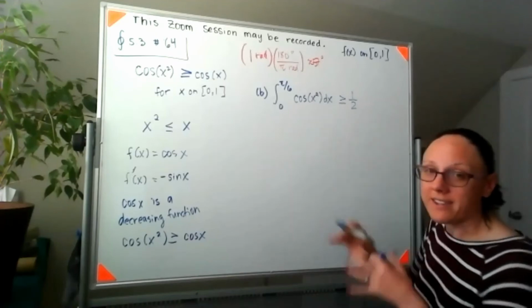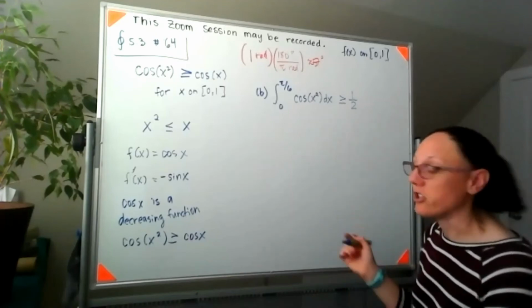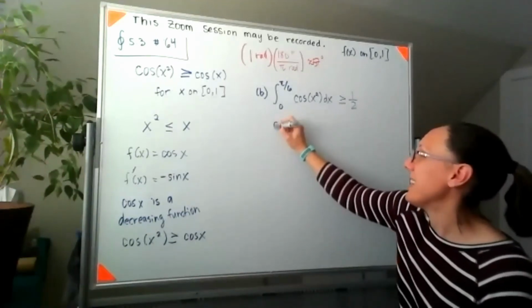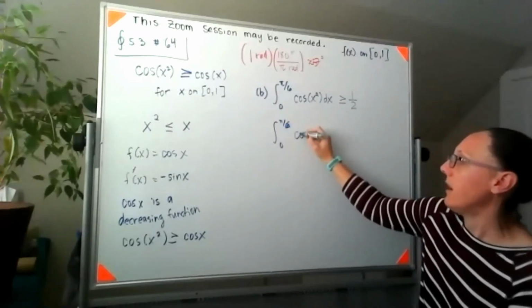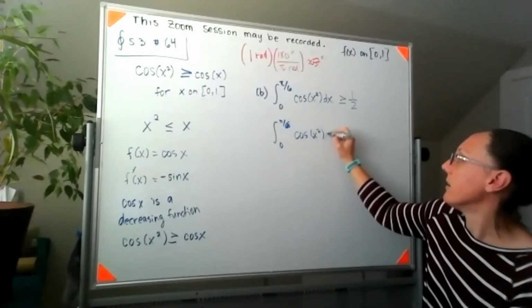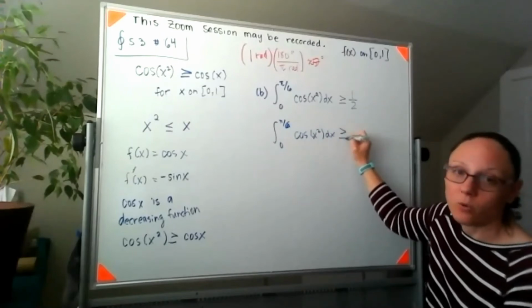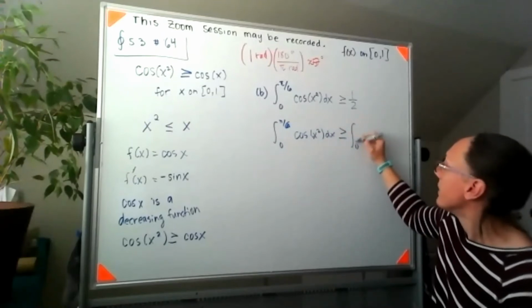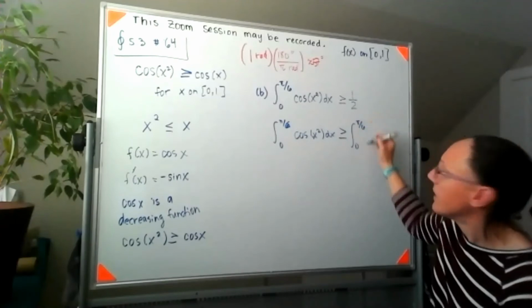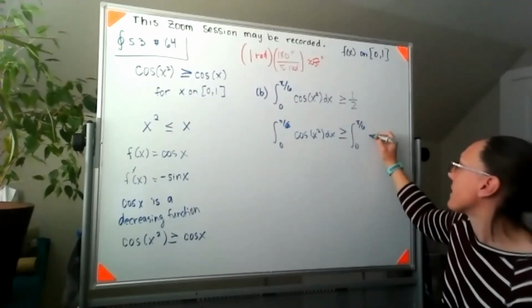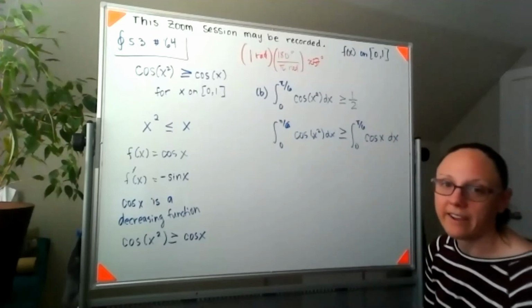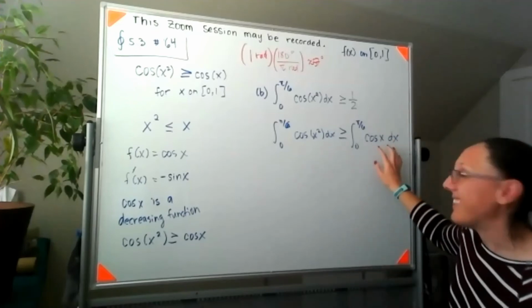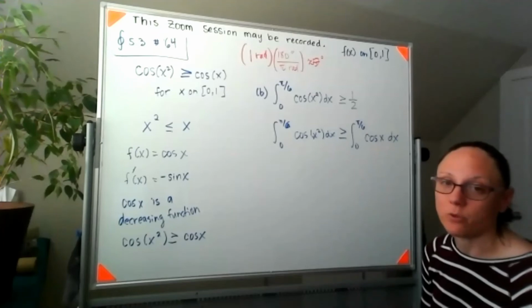So because this all came as a part of one question, what I know is that the integral from 0 to pi over 6 of cosine x squared has to be greater than or equal to the integral from 0 to pi over 6 of cosine x. And this one we can find an antiderivative of.